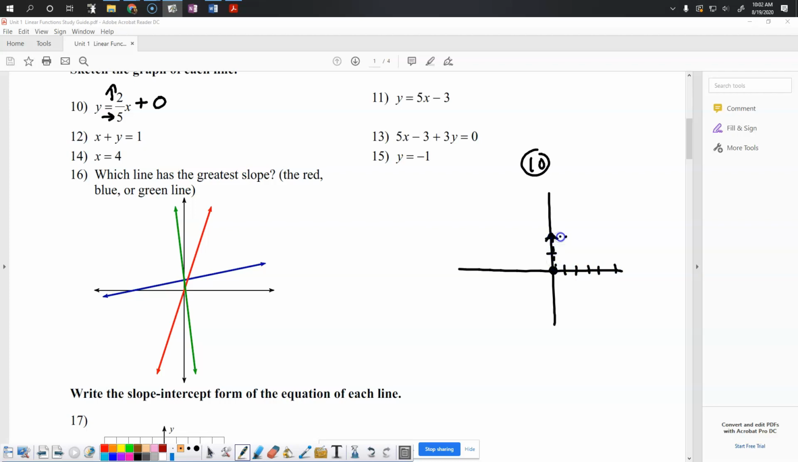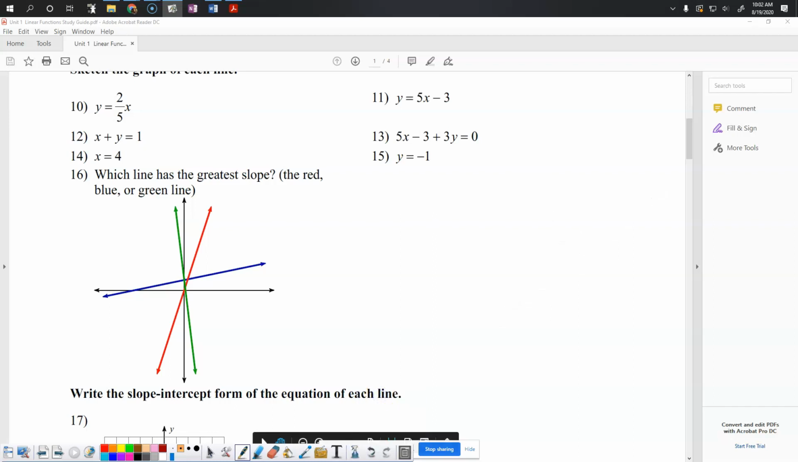Now you don't need those dotted lines. What you need is a dot here where you land, and then a line that connects those. So that would be the graph of number 10. Let's take a look at number 11. Number 11 is missing a number as well. We need a rise, a run, and a y-intercept. We have our y-intercept. We have our rise, but we don't have our run. So when that's missing, it's a 1.